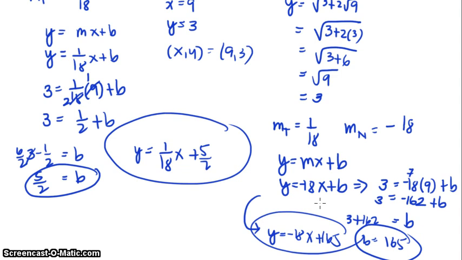Okay, so that's it. So the equation of the tangent line is 1 over 18x plus 5 over 2. The equation of the normal line is negative 18x plus 165.